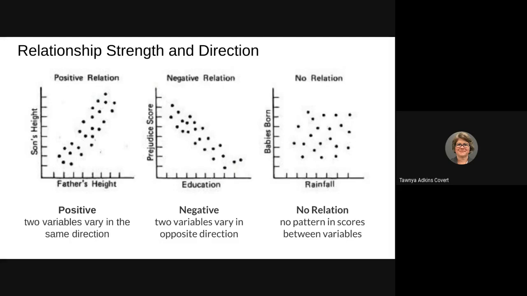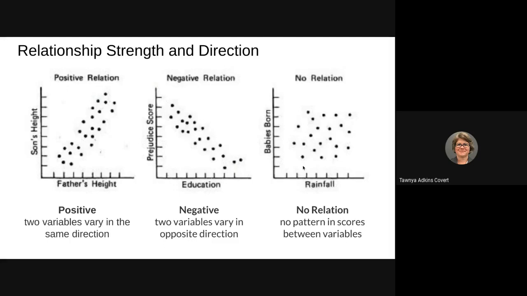So cases on the lower values of one variable will tend to be connected to higher values on the second variable, and cases with higher values on one variable will tend to have lower values on the second variable. Now, this third chart shows no relationship. So there does not appear to be a pattern in the scores that we can see from the scatter plot when we look at the amount of rainfall in a day and the number of babies born in that day.